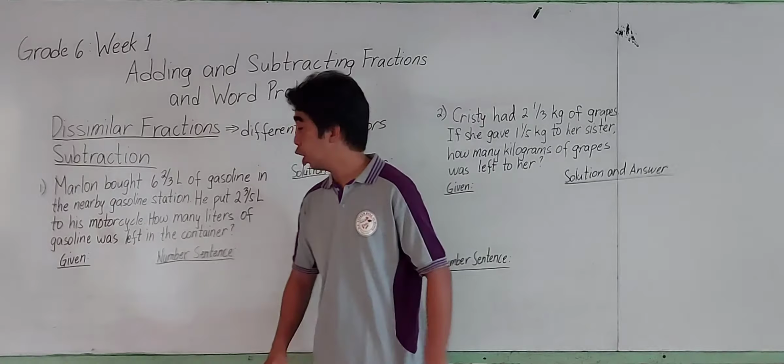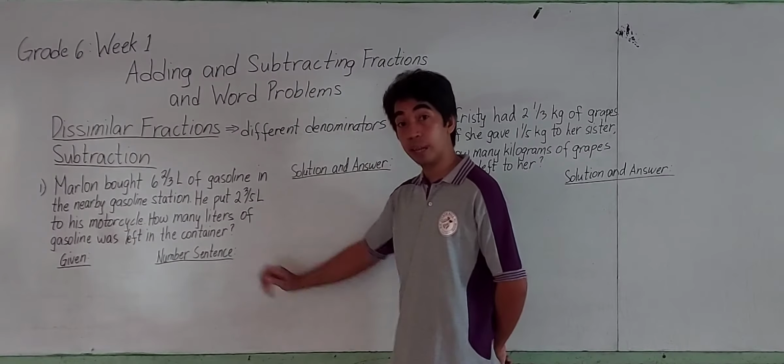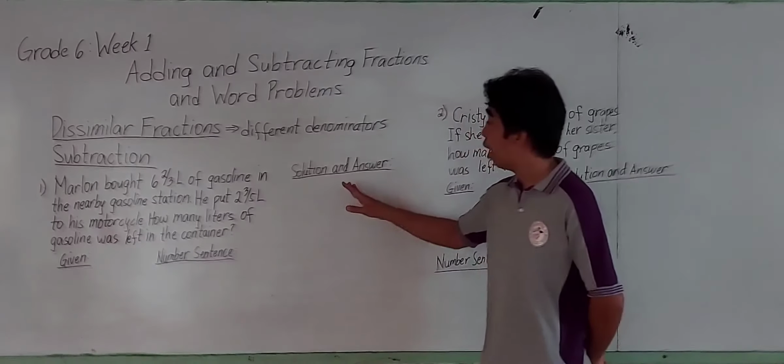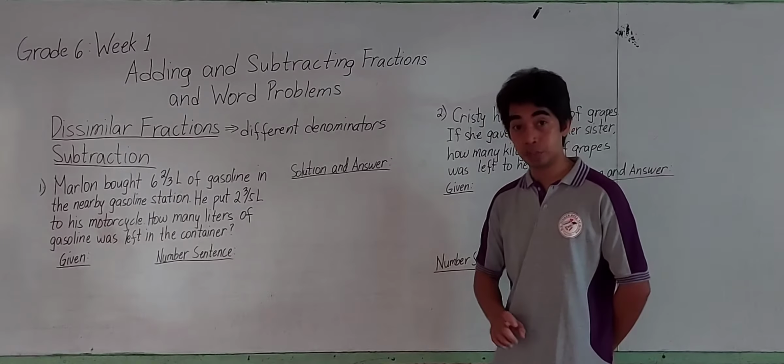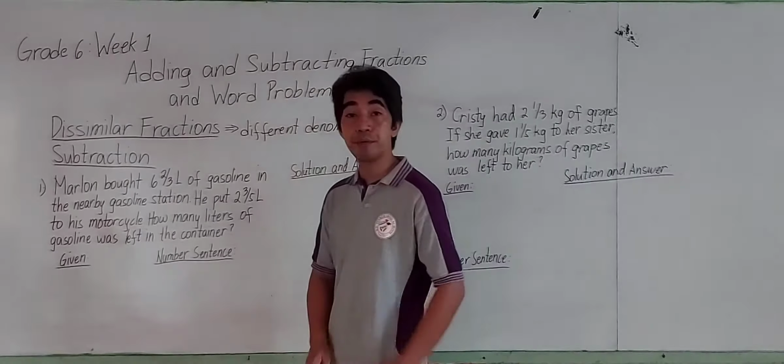Now, to continue our lesson in subtracting dissimilar fractions, let us have a word problem. In solving word problems again, we're going to identify our given, then construct the number sentence, then we have our solution and answer. Let us have problem number 1.